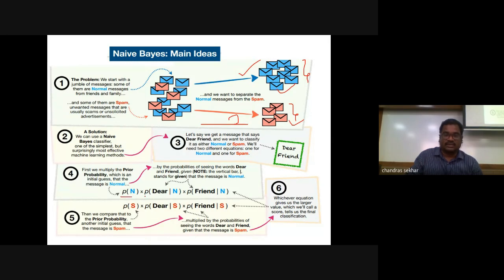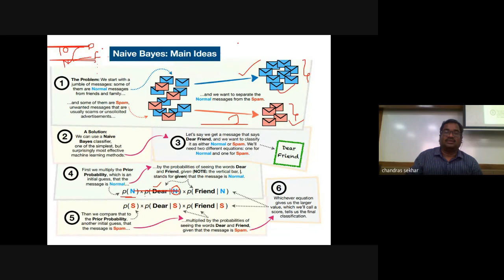So here what happens, based upon the information, like how many words, if a mail is classified as normal, how many words are dear. Suppose past data. So these are all past data. Suppose I have past data of 10 normal mails. In those normal mails, how many dear are there? How many friend are there? So like that, for each word, I will have a probability.